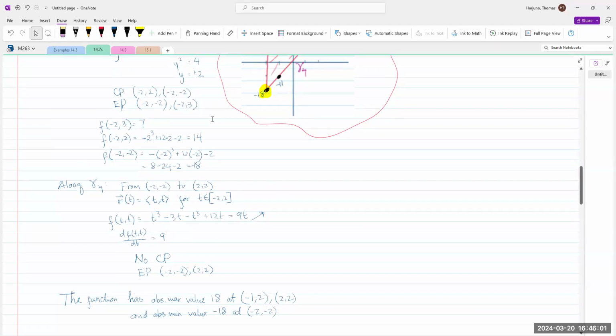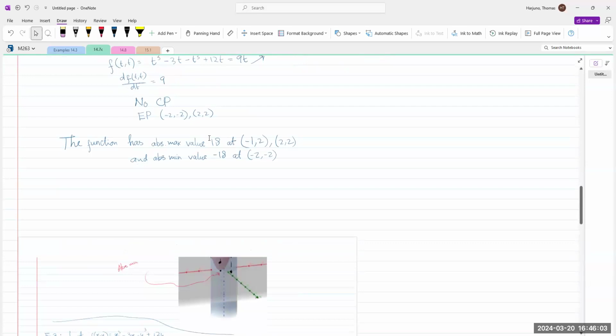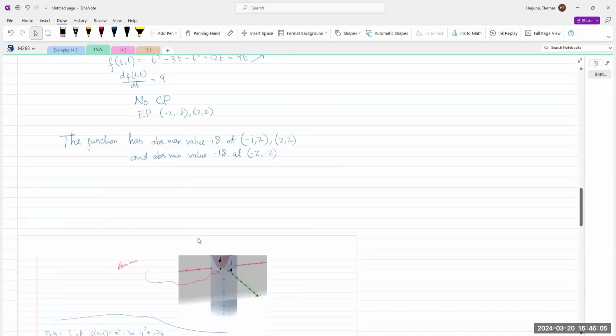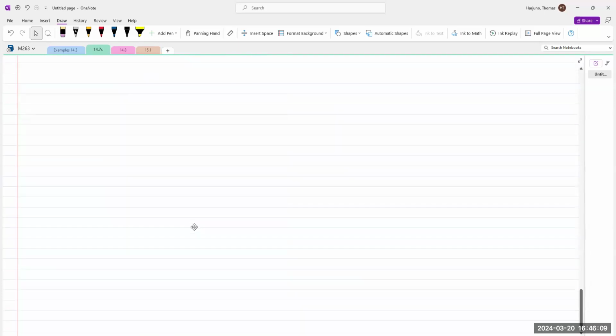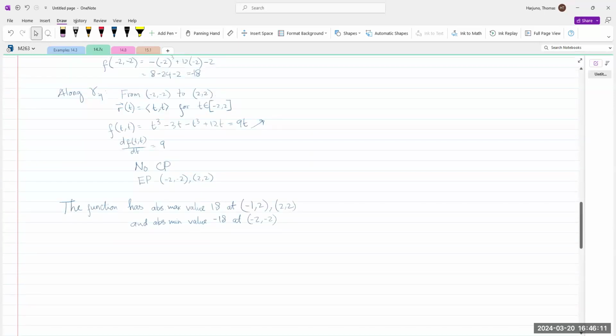Let me give you the suggested homework. Suggested homework from section 14.7b, continue to C, are number 29 to 35, and then 39 to 53.